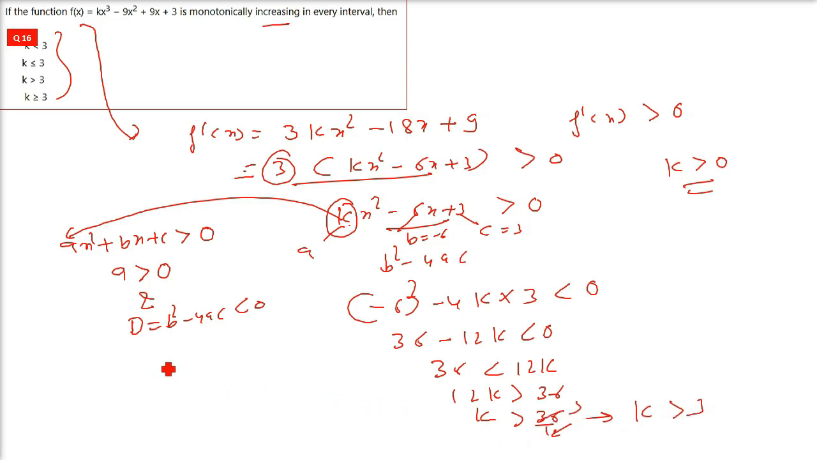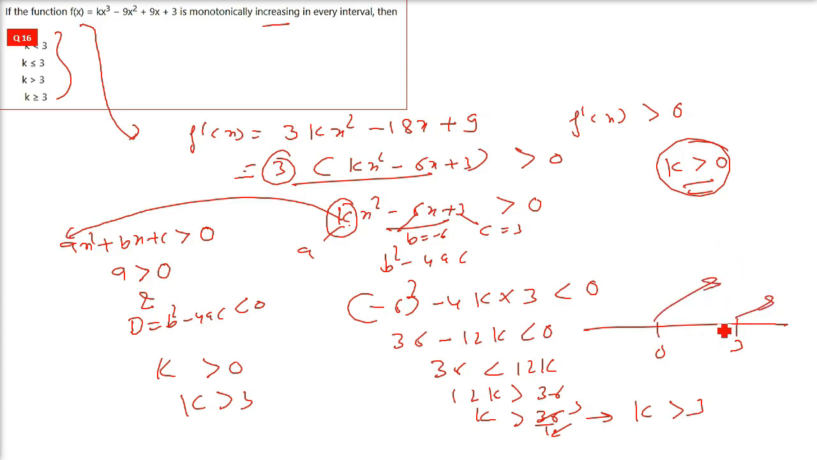So when you have two conditions, k is greater than 0 and k is greater than 3, if you combine these, if something is greater than 0 and greater than 3, that means it is greater than 3. It's greater than 3 if you combine these two. So k greater than 3 is the correct option which we are going to choose here.